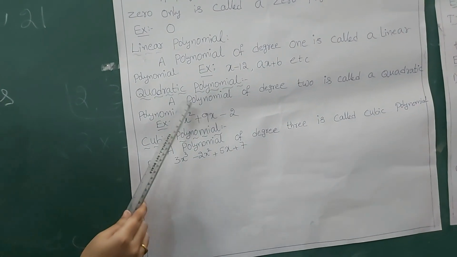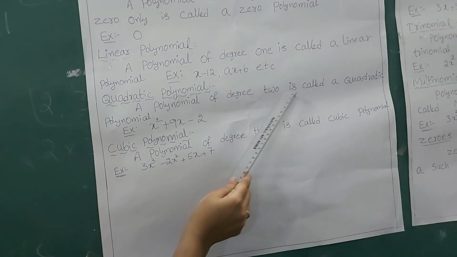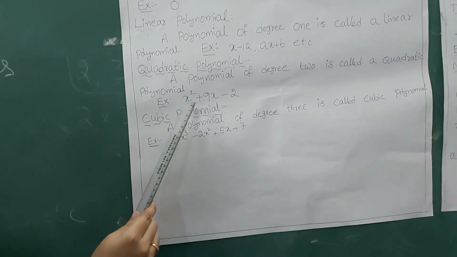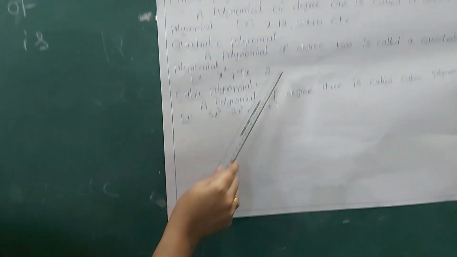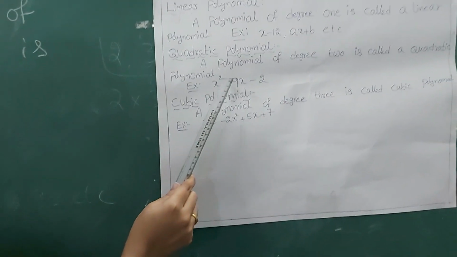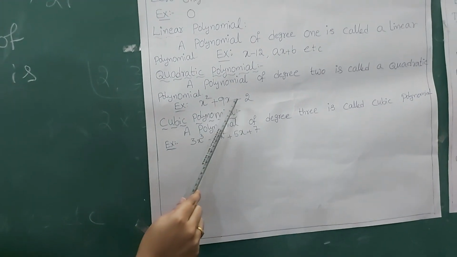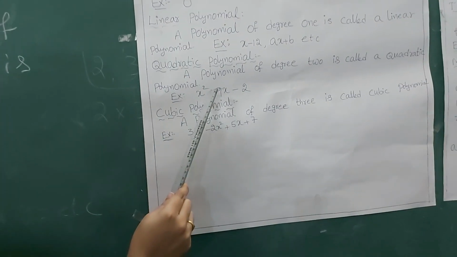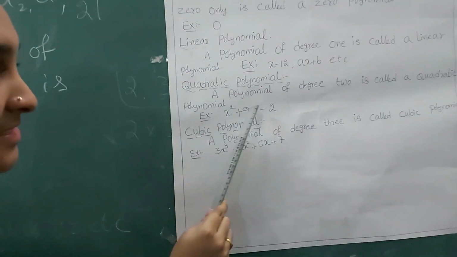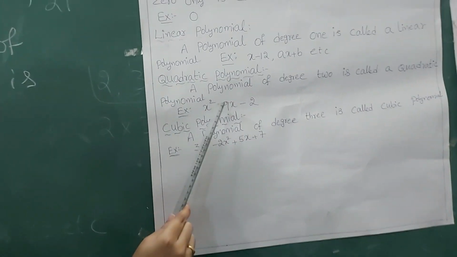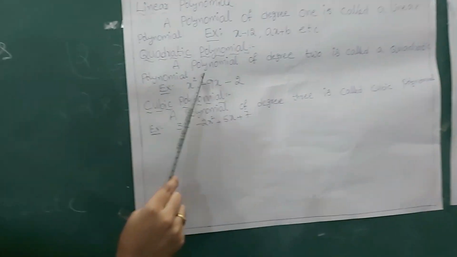Quadratic polynomial. A polynomial of degree 2 is called a quadratic polynomial. For example, x square plus 9x minus 2. In this example, x square has power 2 and 9x has power 1. The highest power is 2, that means the degree is 2.